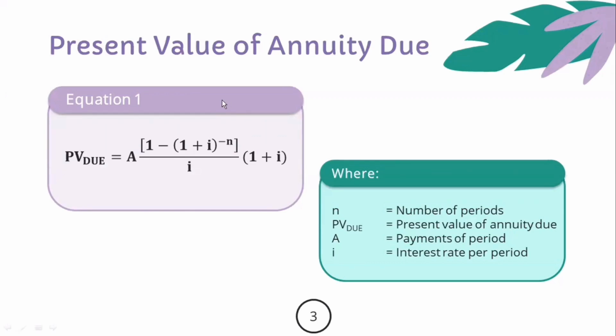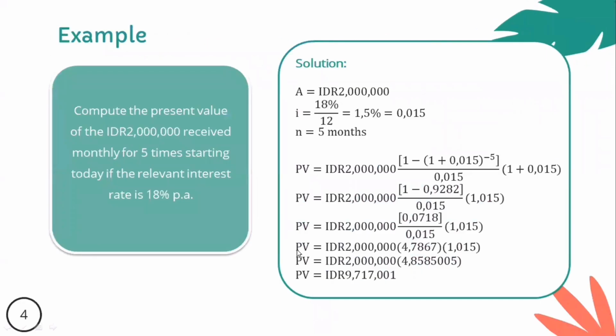So next is present value of annuity due. The formula of present value of annuity due is A times (1 minus (1 plus i) to the negative n) over i, times (1 plus i). This is the example. So the solution is like this.